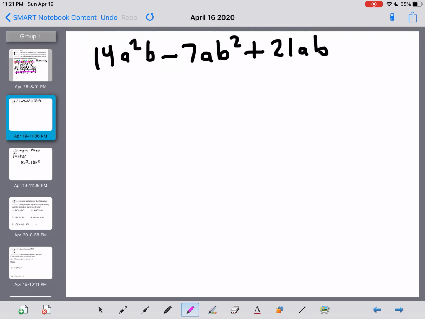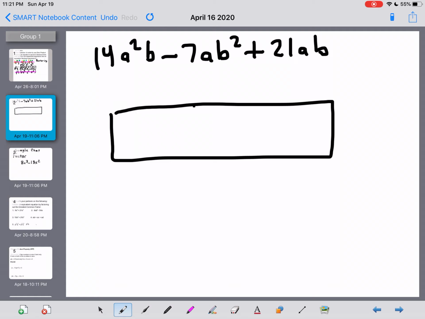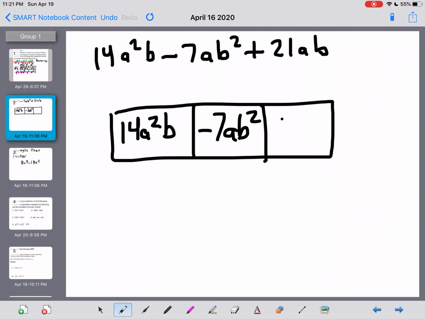That's right. Hopefully, guys, you set up your expansion boxes. Let me erase that. Apologize on that one. So notice we have 3 terms. Our expansion boxes are going to be 3 by 1. So I'll rewrite this here. 14a squared b minus 7ab squared plus 21ab. So what's our next move? Think about it. Figure it out.